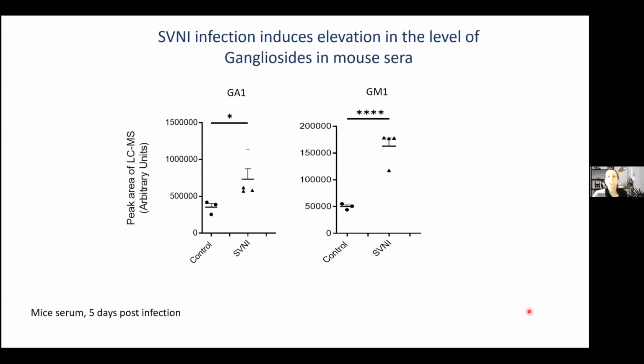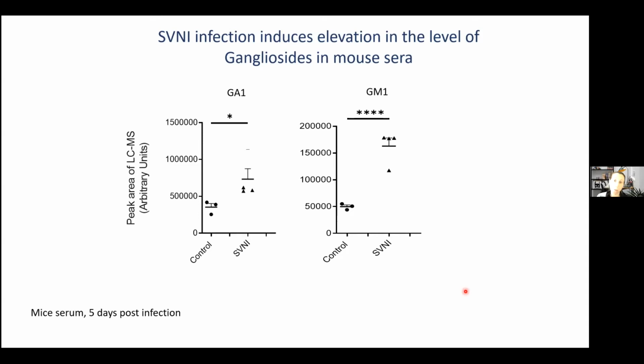In this model, we infected mice with Sindbis virus, and we detected the lipid profile in the serum 5 days post-infection. Now, the reason we chose serum and not brain or other organs is that the lipid composition can be changed via the cell component. So if, for example, in the brain you have more inflammation, you will have more inflammatory cells, and this can influence the sphingolipids.